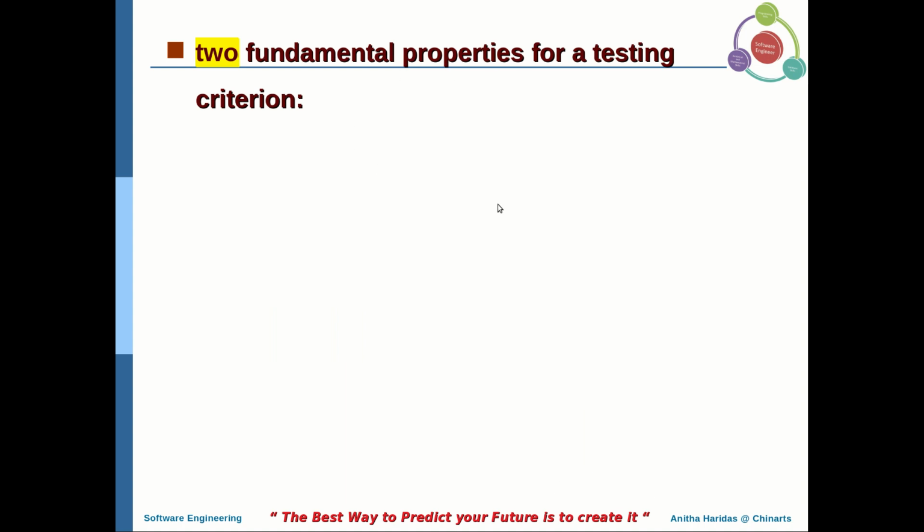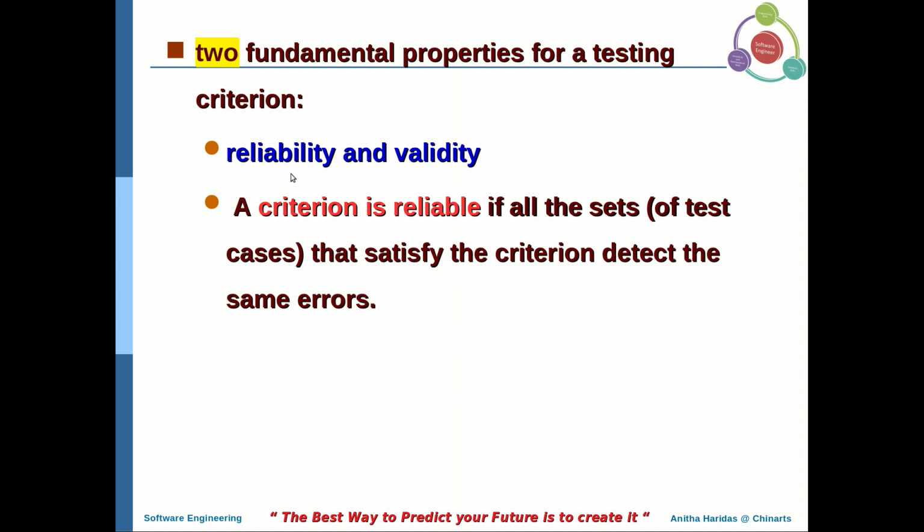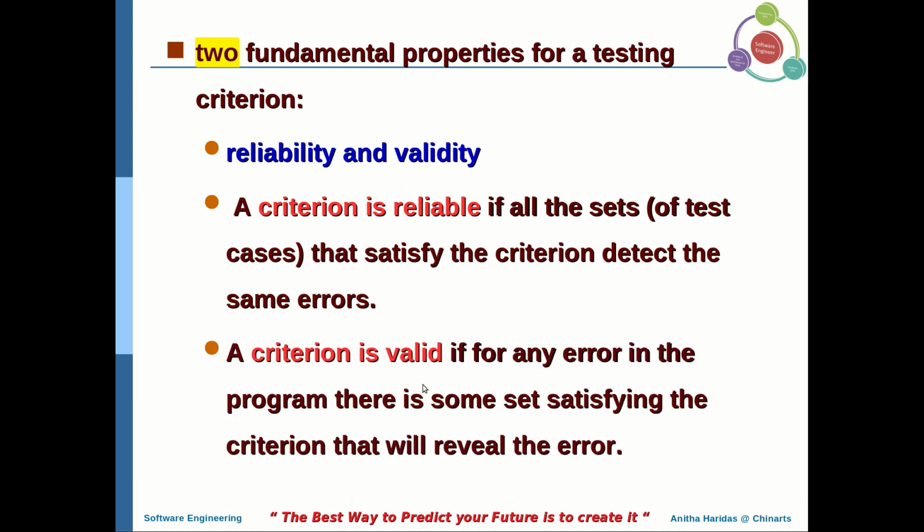Now when you do the testing process using these sets of test cases, there are two fundamental properties for this testing criterion. One is reliability, the other is validity. The criterion is reliable if all the sets that satisfy the criterion detect the same error. And it is valid if for any error in the program there is some set satisfying the criterion that will reveal the error. So your criterion must be reliable and it must be valid.